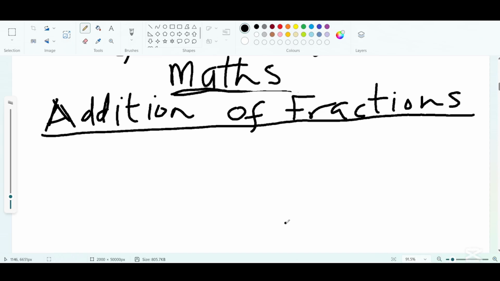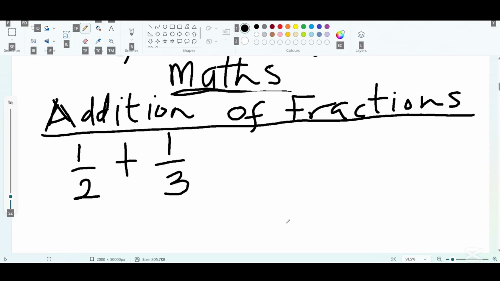Today we want to look at addition of fractions. We have been dealing with fractions for some time now, so today we want to deal with addition of fractions. Looking at these two fractions, we want to add them together. So how do we add these two fractions together?